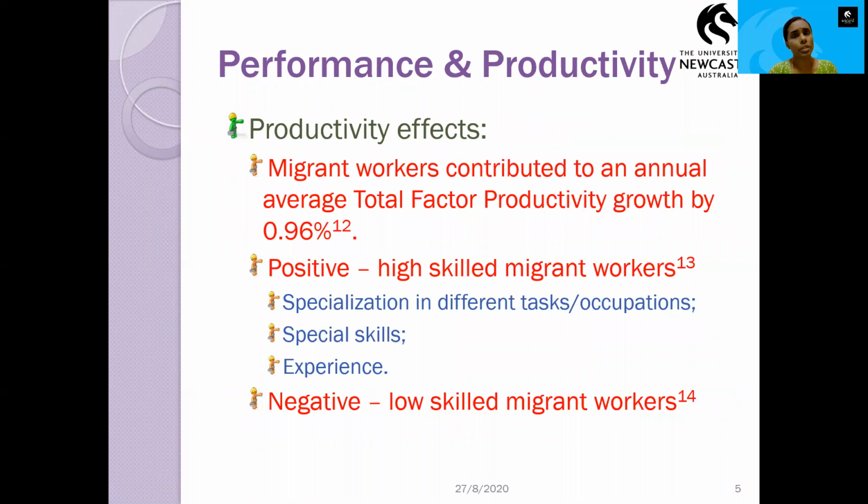So when we say performance and productivity, there are two main effects, that is positive effects and negative effects. Positive effects are mainly seen with high-skilled migrant workers because they come in with a specialization, come in with good experience, and they have specialized skills which can contribute to an increase in productivity. Whereas low-skilled migrant workers, usually the effects are negative. But is there a way to improve that negativity?